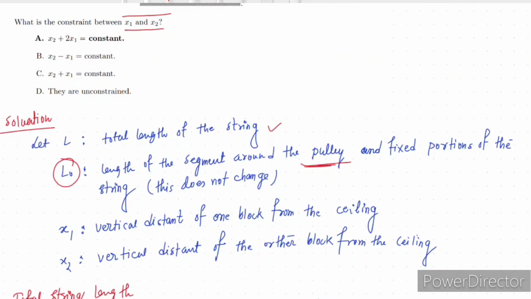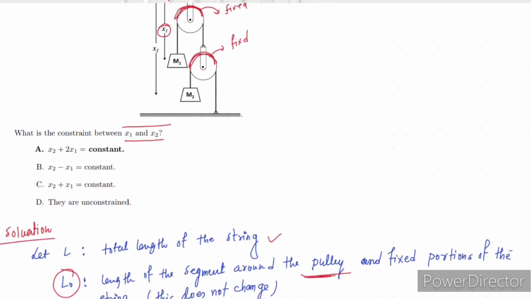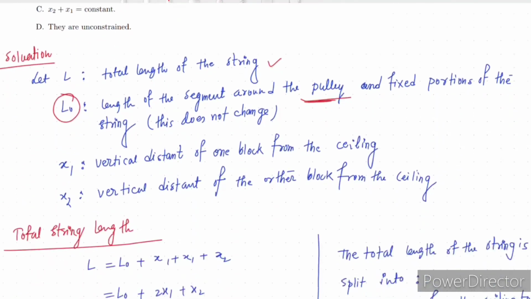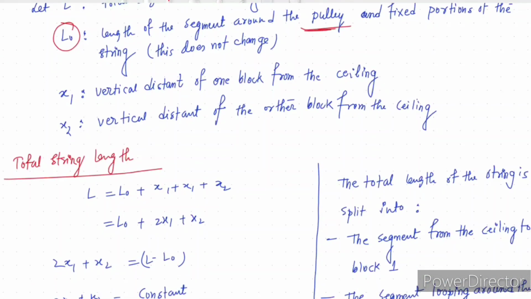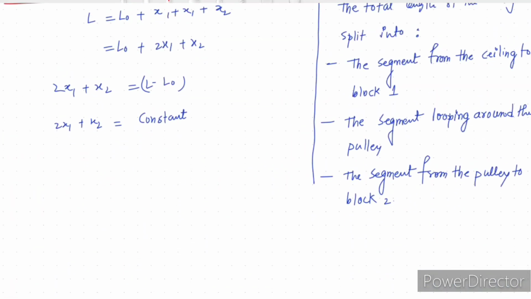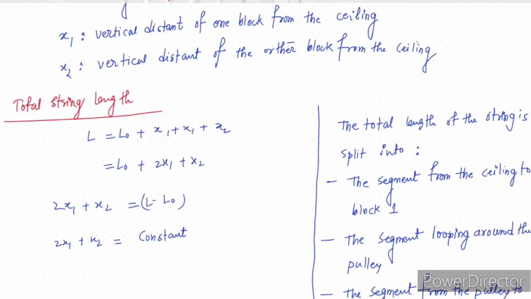x1 is the vertical distance from the ceiling to one block, and x2 is the vertical distance from the ceiling to the other block. Now we calculate the total length of this string. It is actually split into three parts. First we understand these three parts, then we can easily calculate the constraint between x1 and x2.